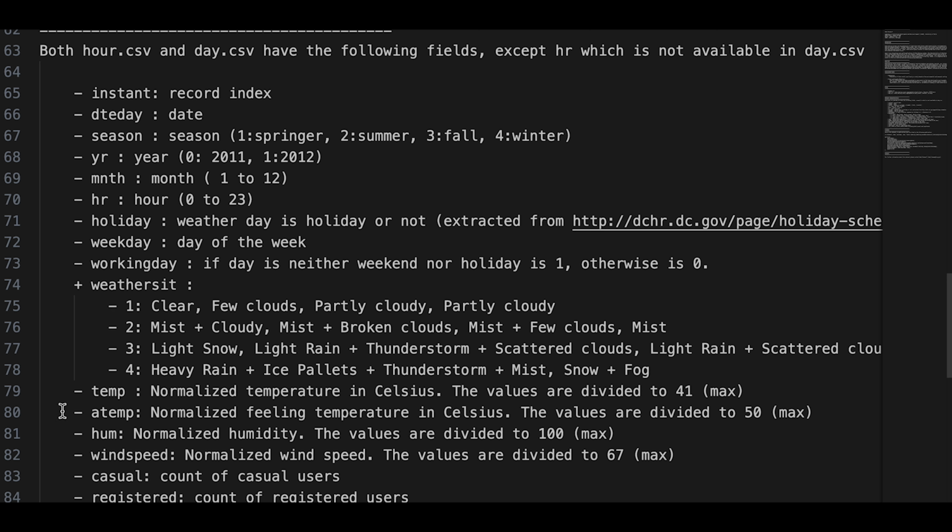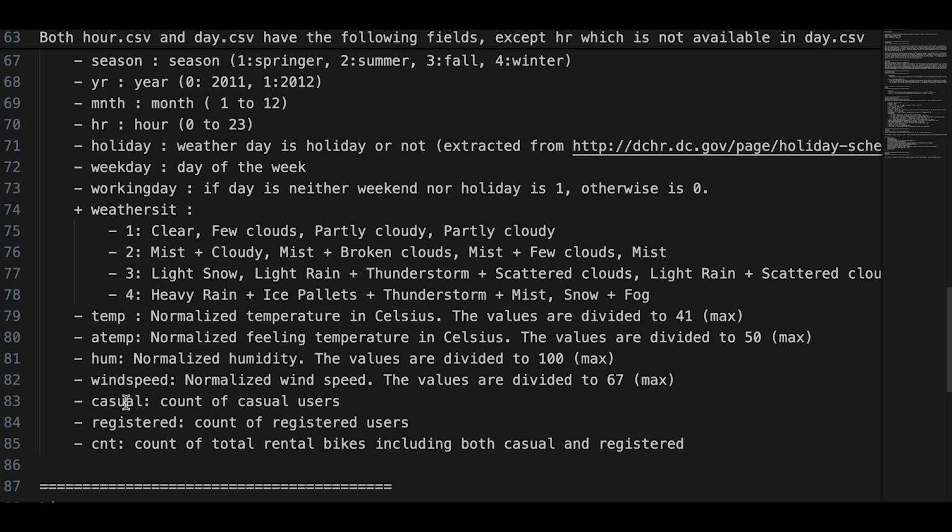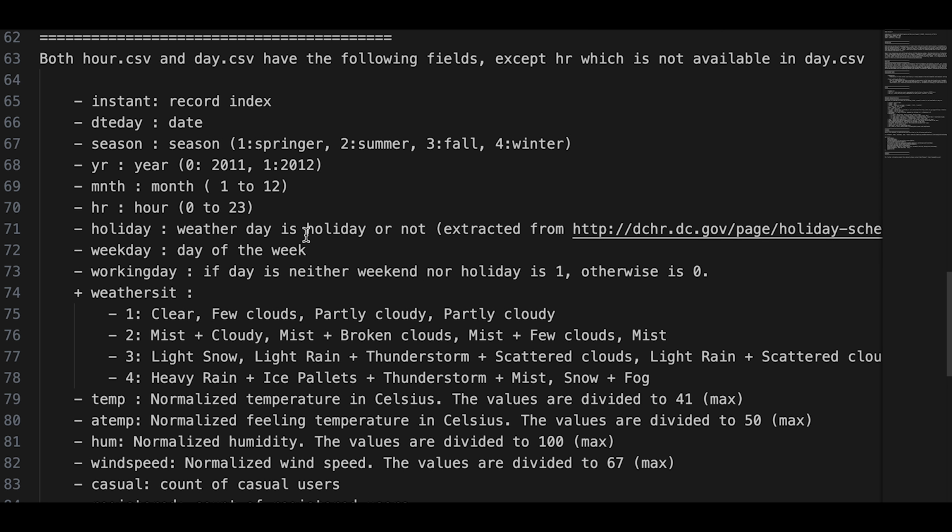And then we have temperature, temp, and also the feels-like temperature. Then we have humidity, and wind speed. And finally, we have the number of casual users, the number of registered users, and also the count. So these are all the features that are available. The main output feature is the count. This is what we need to predict given the input features.